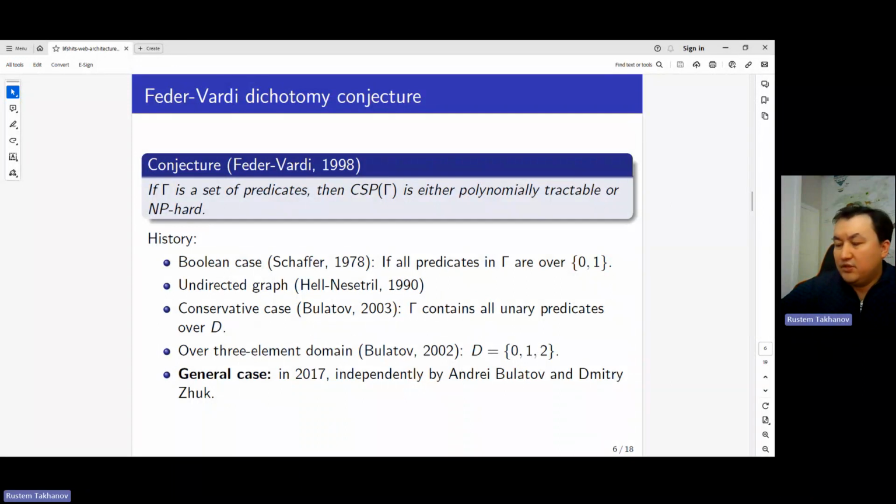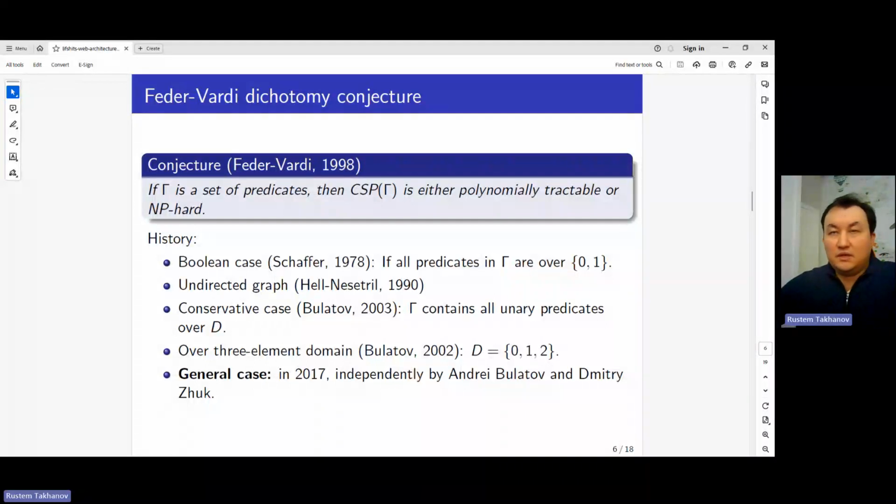And there is a famous conjecture, which is now no longer a conjecture but a theorem, that the complexity of the homomorphism problem for a fixed template gamma is either polynomially tractable or NP-hard. This theorem was proved in 2017 independently by Andrei Bulatov and Dmitry Zhuk, though the conjecture was first formulated by Tomás Feder and Moshe Vardi in 1998.